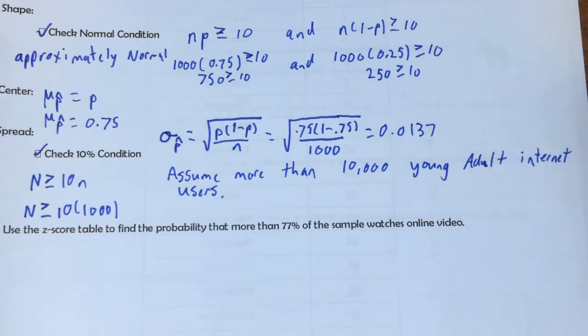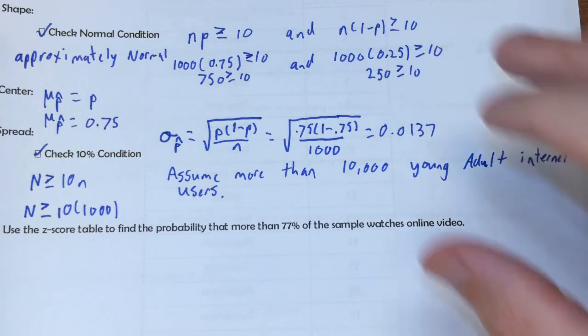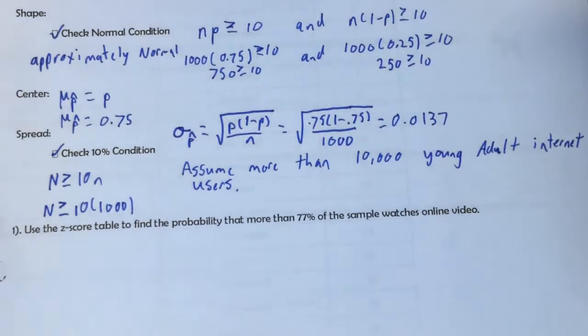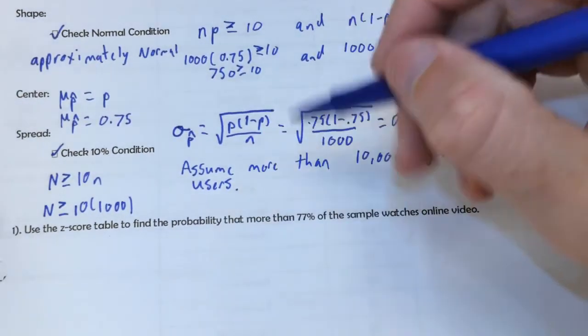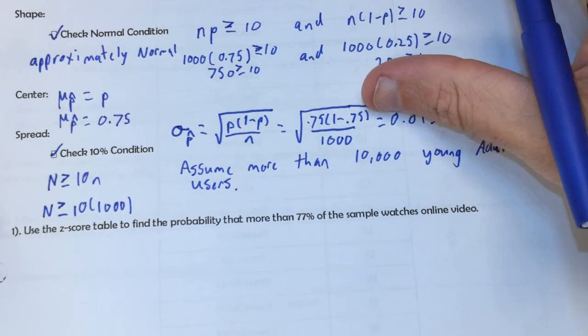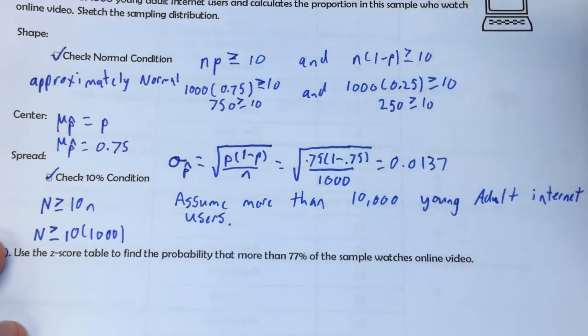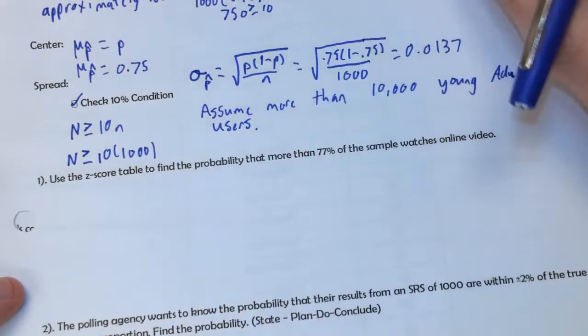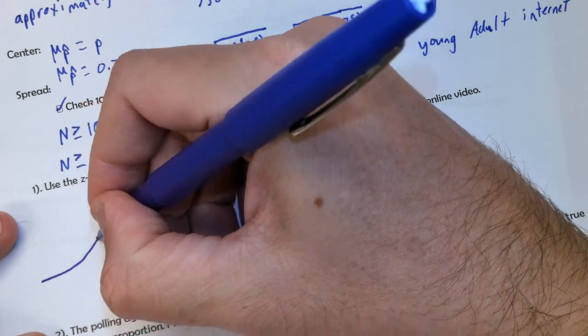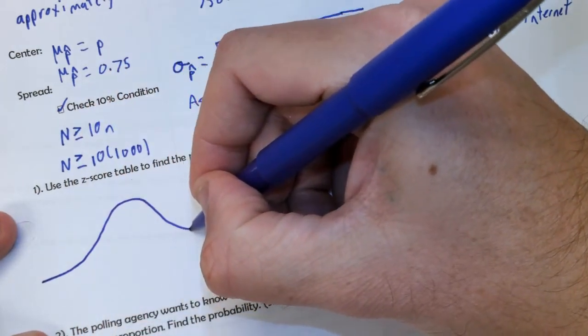So again, if I was going to draw this, and I'm going to do that on the next page, okay. If I was going to draw this curve down here, I would say, all right, because n times p is greater than or equal to 10 and n times 1 minus p is greater than or equal to 10, if I was going to plot every single sample proportion, I could draw it as an approximately normal curve.